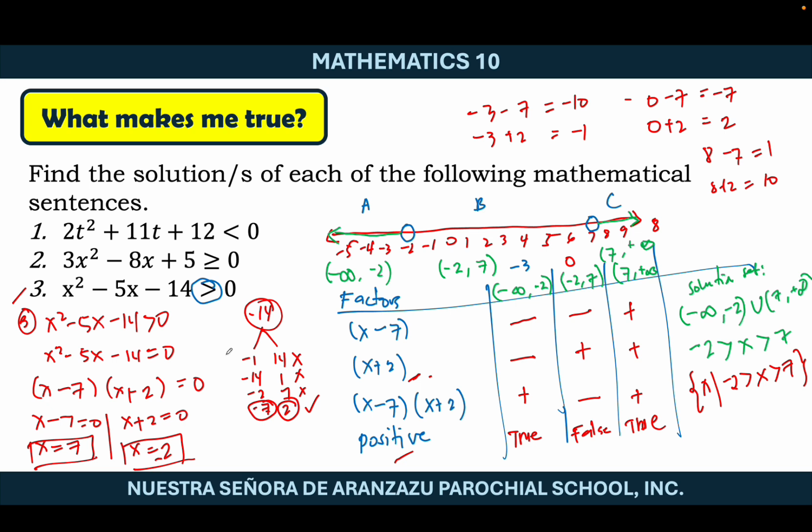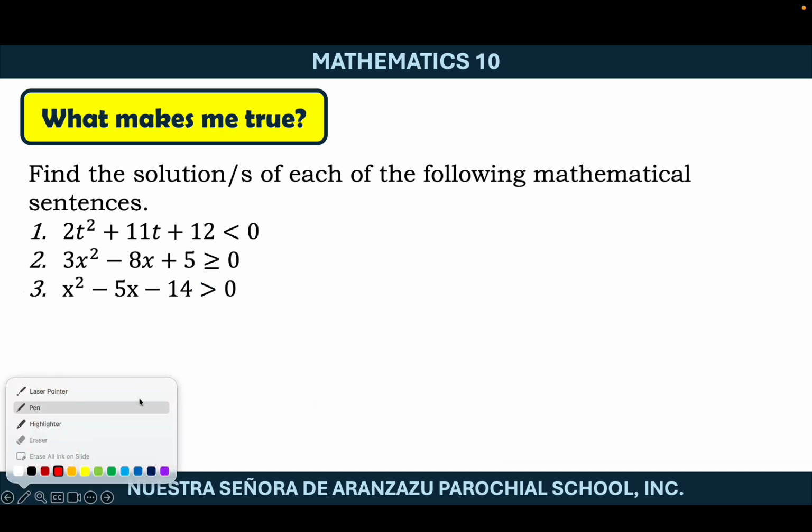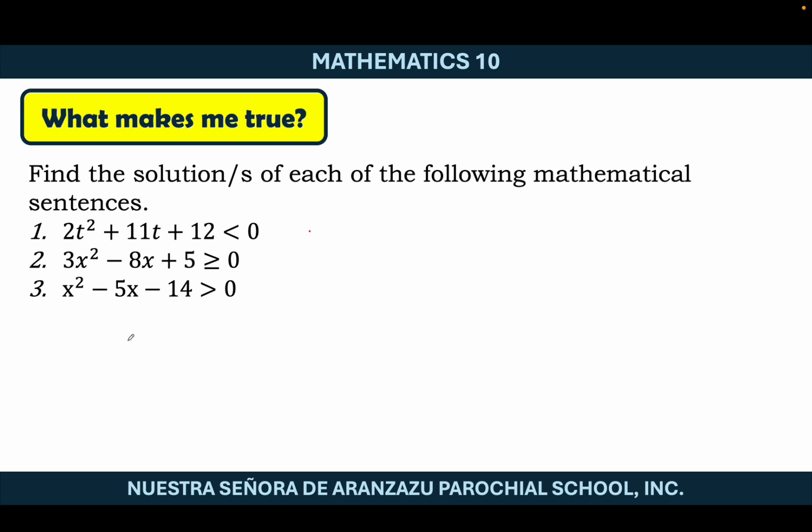So, yan. Let's try yung number 1 naman ito. Okay, for number 1, 2t squared plus 11t plus 12 less than 0. So, again, the first step is to, anong tawag dito? To make the inequality a quadratic equation. So, that will give you 2t squared plus 11t plus 12 equals 0.